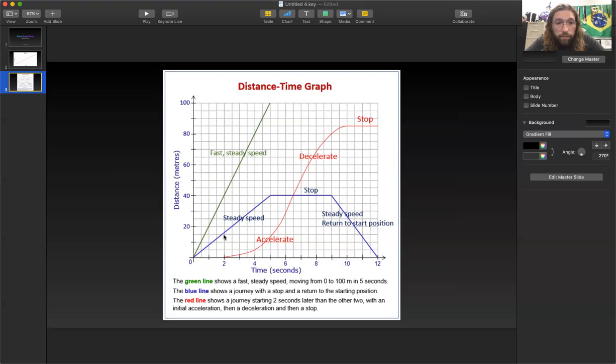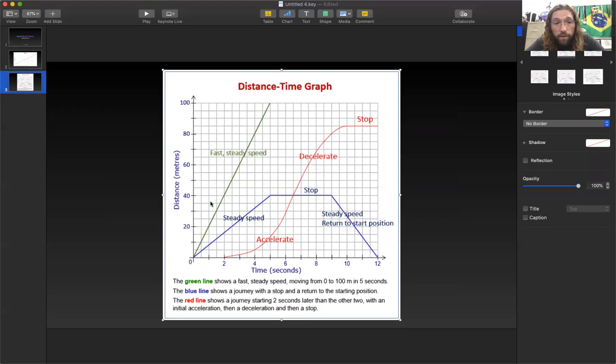Now, if I look at this blue line here, I get all the way at 1 second, and I don't even quite get to 10 meters. So this is maybe 7.5 meters per second. So clearly, the steeper the line, the faster the object is moving. And that makes sense because this one is going a further distance in a shorter amount of time.